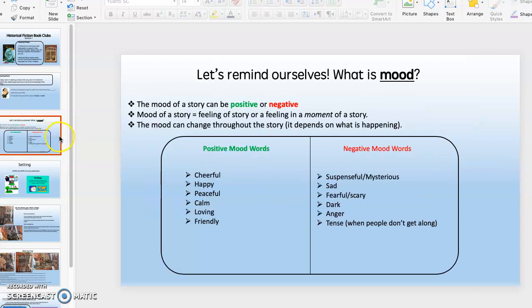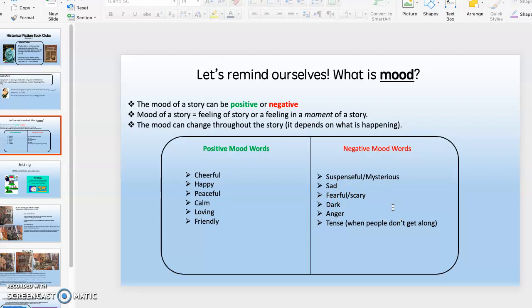And before I show you what I mean, I just want to remind you what mood is. As I said earlier, mood is a feeling. This might be a little review instead of actual teaching. Moods can be positive or negative. As you see here, some positive mood words are cheerful, happy, peaceful, etc. Some negative are suspenseful, sad, fearful. You can read the rest to yourselves.